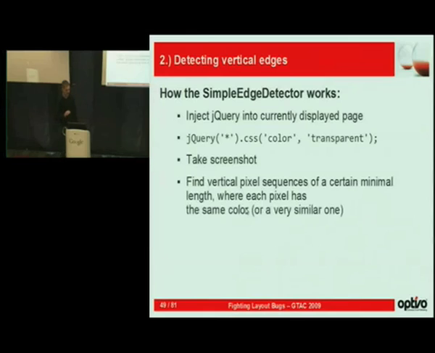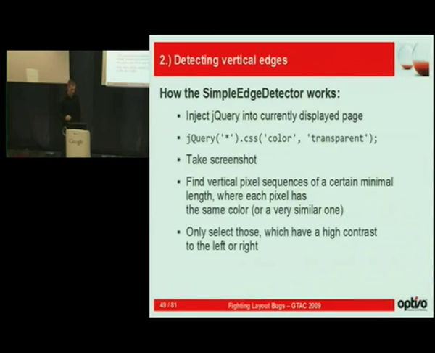Then I find vertical pixel sequences of a certain minimal length where each pixel has the same color, or at least a very similar one. And then I select those which have a high contrast to the left or the right. And these are my vertical edges. I have to do some cleanup. I only want to have vertical edges of certain lengths. But it works quite well, we will see.